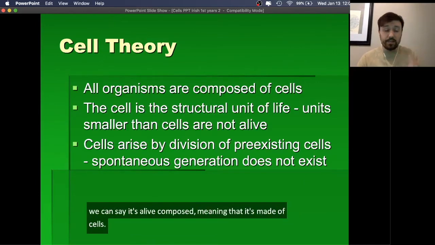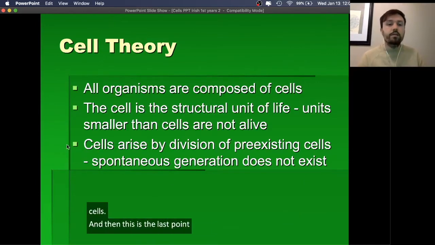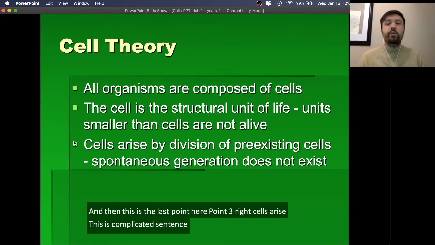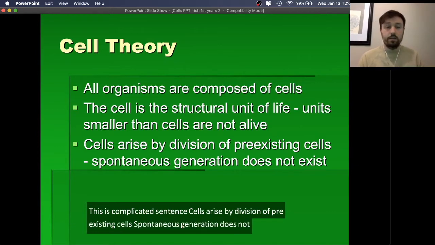And then this is the last point here, point number 3, right? Cells arise, this is a complicated sentence, cells arise by division of pre-existing cells. Spontaneous generation does not exist. And that was explained in the video, right?